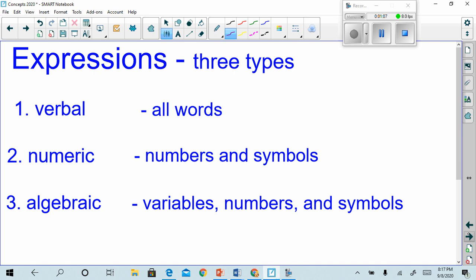So a verbal expression might be something like this, 2 plus 1. I take that to numeric, and I might be having something like 2 + 1, numbers and operations. If I want to make that algebraic, I might have 2 + x. So when we see the different types of expressions, we're looking at something that we will translate from one form to the other.